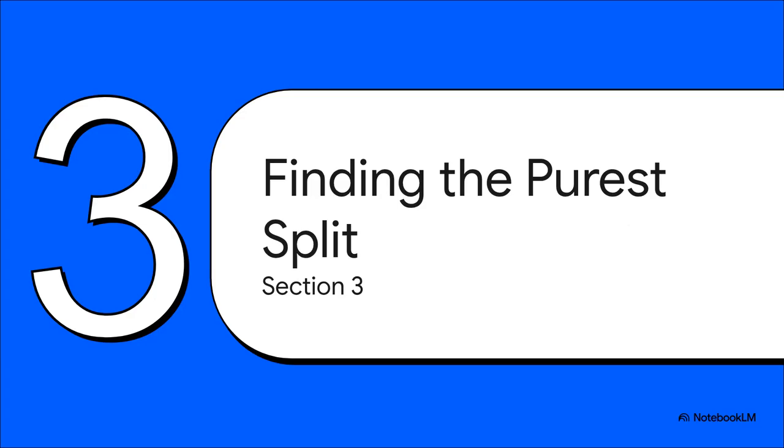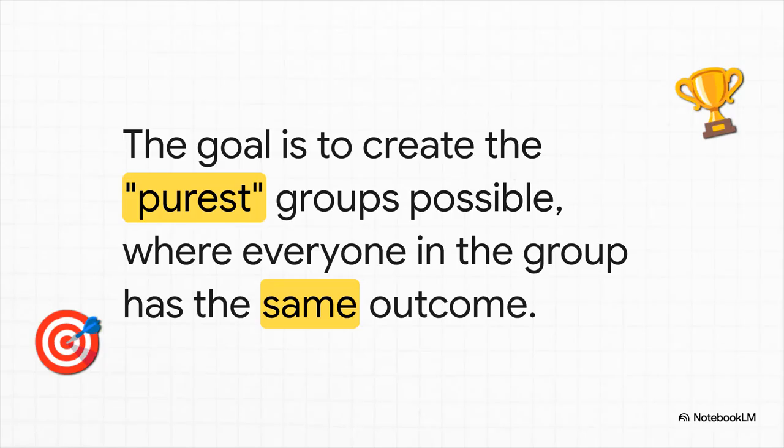Which brings us to a really key concept. How does the algorithm know which split is the best one? It's all about finding what we call the purest split. So what do we mean by pure in this context? Well, a group is perfectly pure if every single person in it has the exact same outcome. So for example, if we have a group with 5 customers and all 5 of them bought a computer, that group is 100% pure. And the algorithm is constantly hunting for these perfectly pure groups.